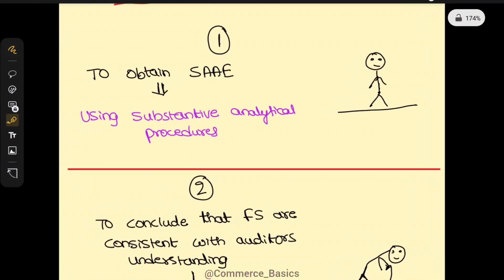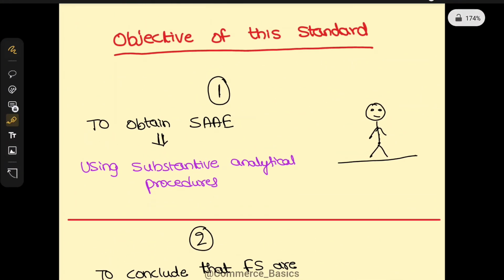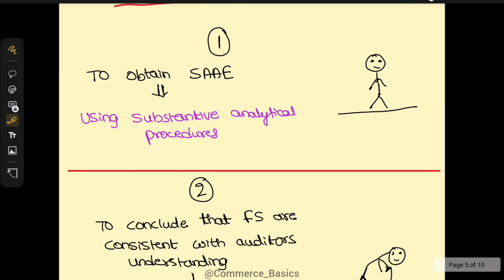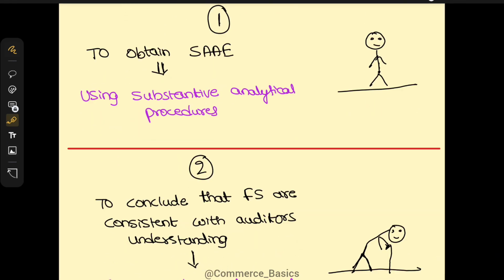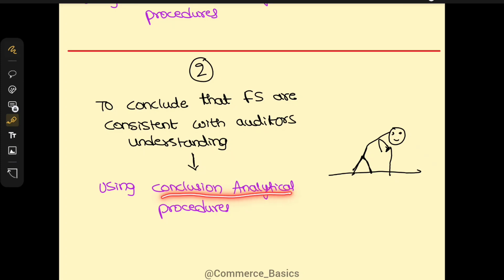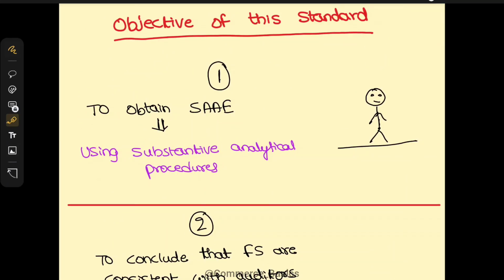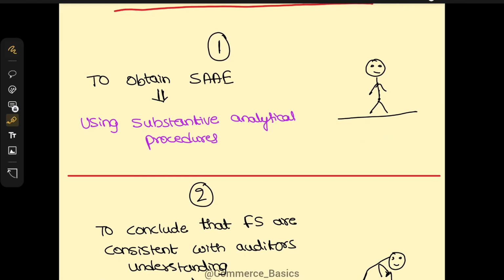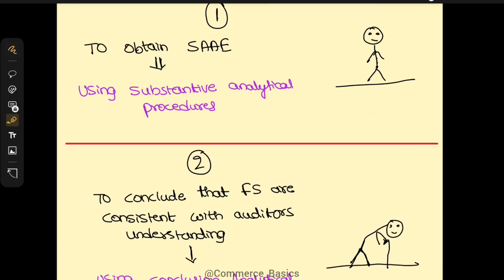And finally let's come to the actual standard. What is the objective of this standard? Like I said, we are going to discuss only substantive analytical procedures and conclusion analytical procedures. This standard only talks about those two. So what is the first objective? The first objective is to obtain sufficient and appropriate audit evidence. Like we already discussed, substantive analytical procedures are performed to gather audit evidence. Which audit evidence? Sufficient and appropriate audit evidence. So this is our first objective.